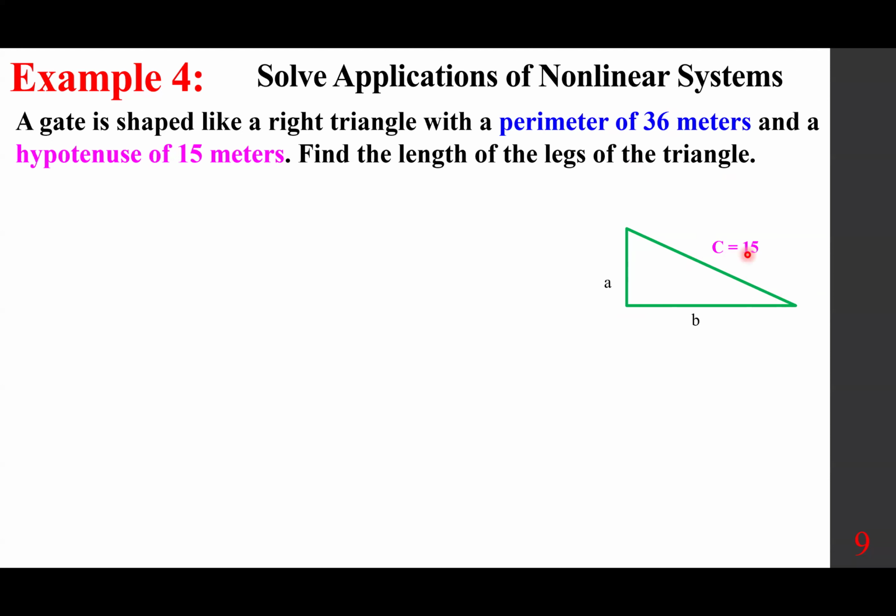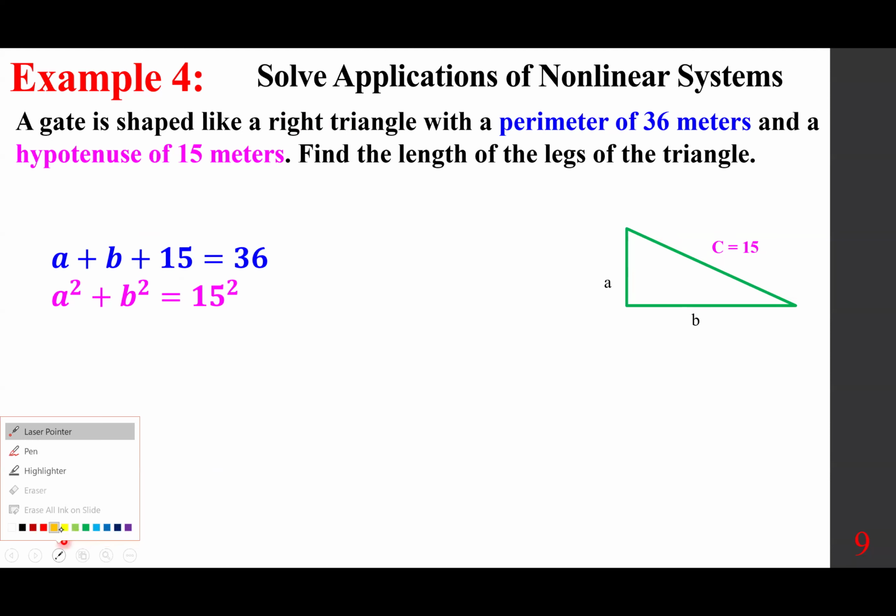So that means A and B and C, which is 15, they add up to 36. Also, we know Pythagorean theorem, A squared plus B squared equals C squared. C happened to be 15. So these are the two equations. One more time. The perimeter is 36, so A plus B plus C is 36. C is known to be 15. Because it's a right triangle, then Pythagorean theorem applies.